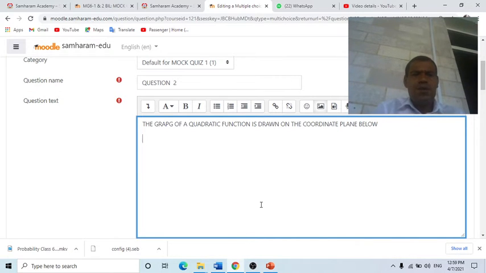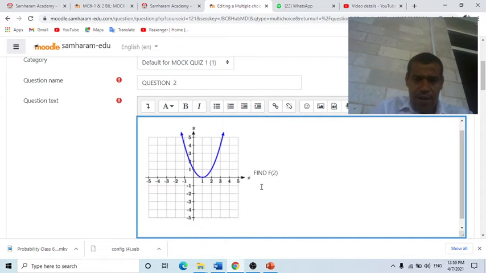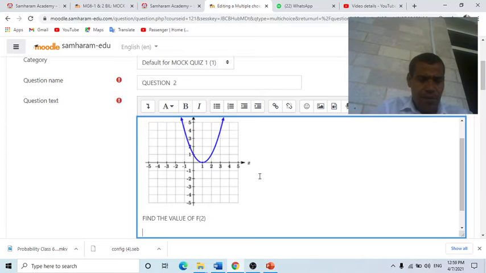Now the question: I will write here, find f of, for example, 2. Just a moment, cut. I will write, find the value of f of 2, for example. Okay, clear? Then I will give option A.